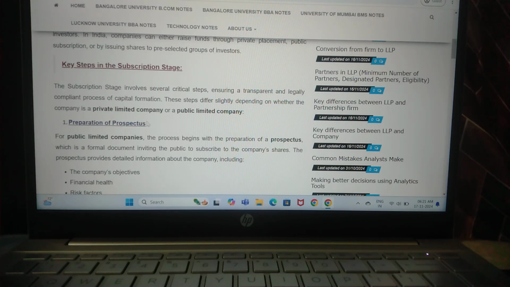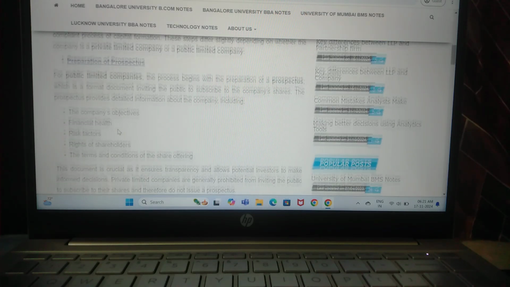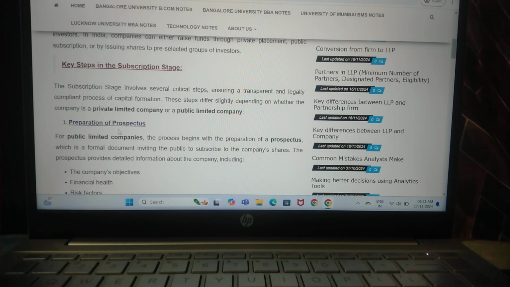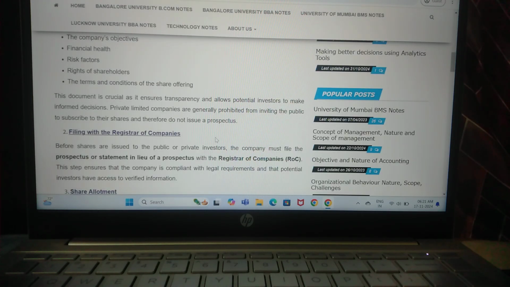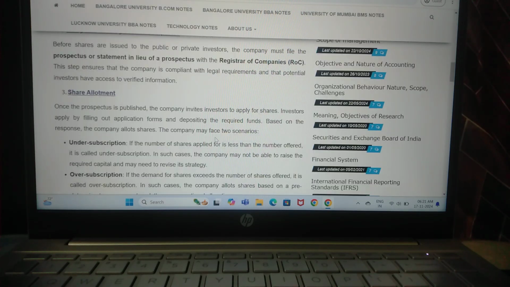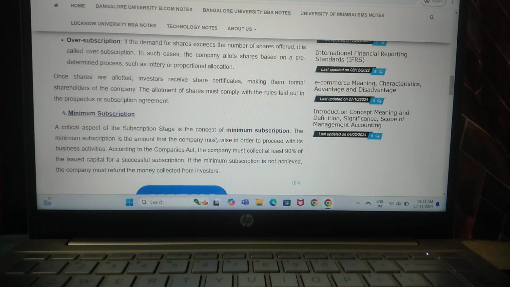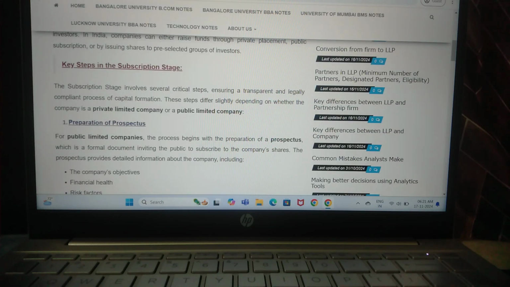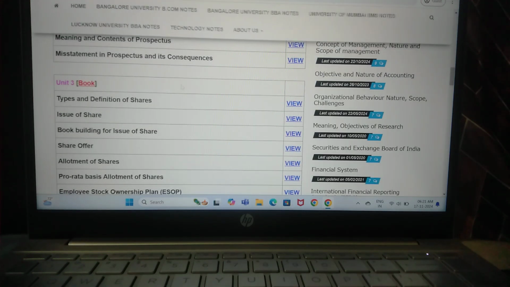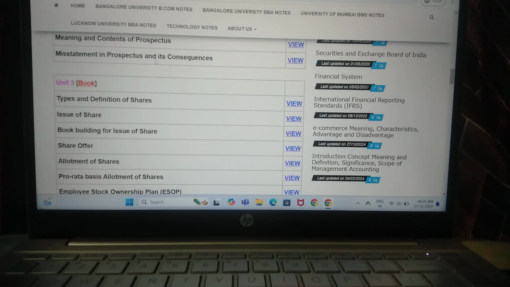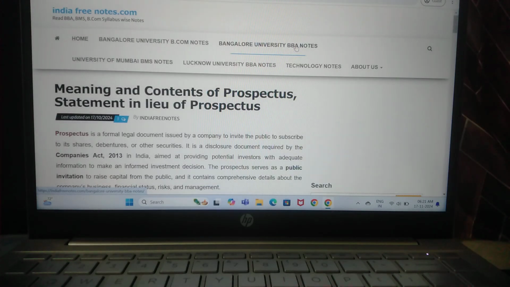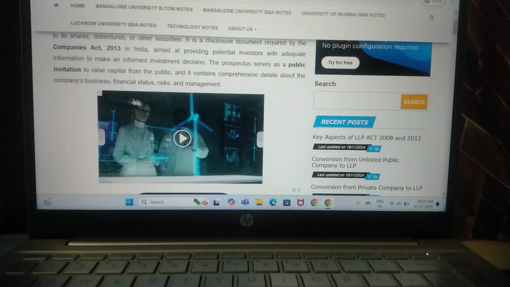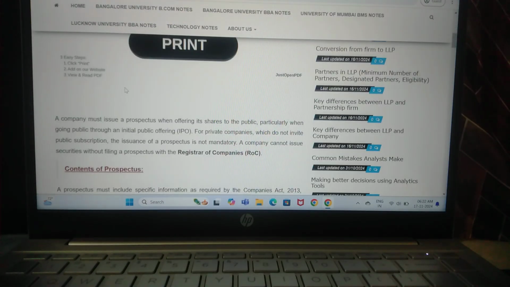We'll see. Preparation of prospectus. Now what is it? The key steps in the subscription stage are preparation of prospectus, filing with the registrar of companies, share allotment, minimum subscription. These are the 4 points, that means the steps in the subscription stage. The last one, prospectus. You can see contents of prospectus, which is very important. Meaning of prospectus you have to study.